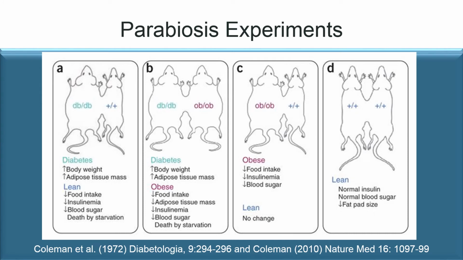Then, knowing that DB and OB were two different genes, he connected a DBDB mouse to an OBOB mouse. And surprisingly, the results were exactly the same. The OBOB mouse stopped eating, lowered the food intake, lost weight, and eventually those mice died due to starvation.